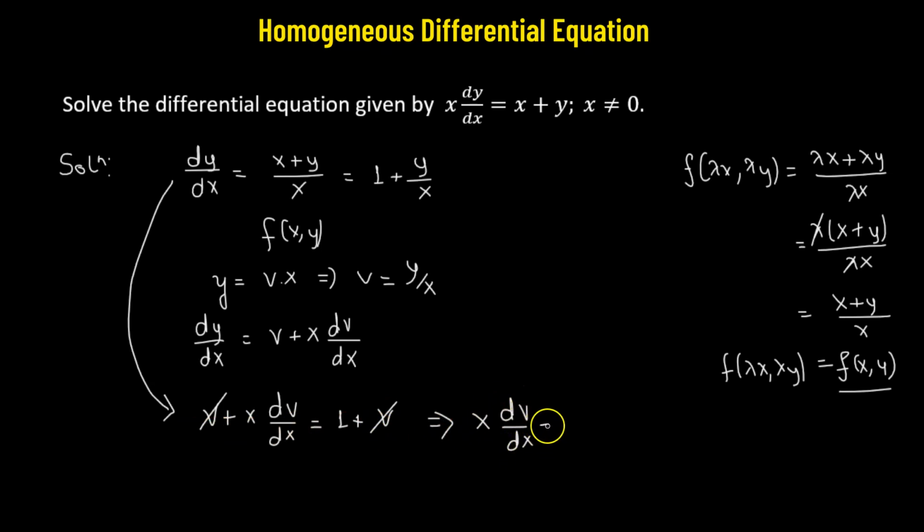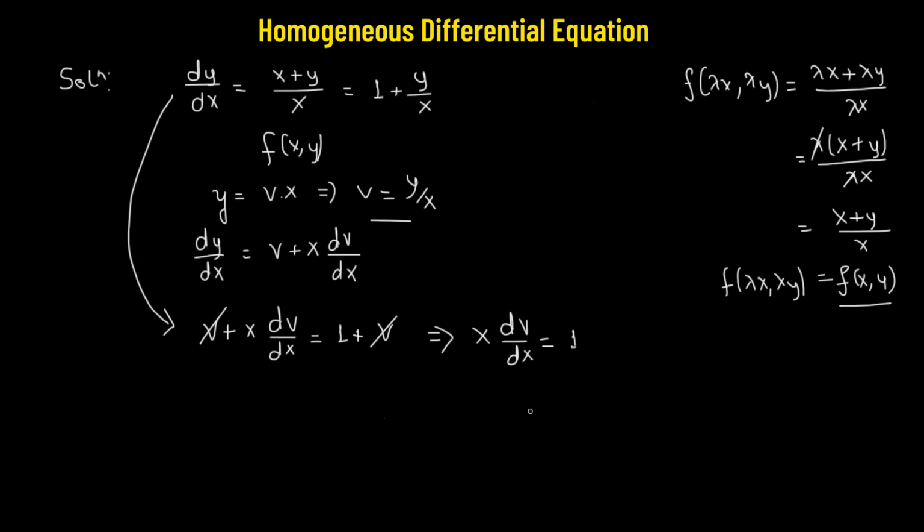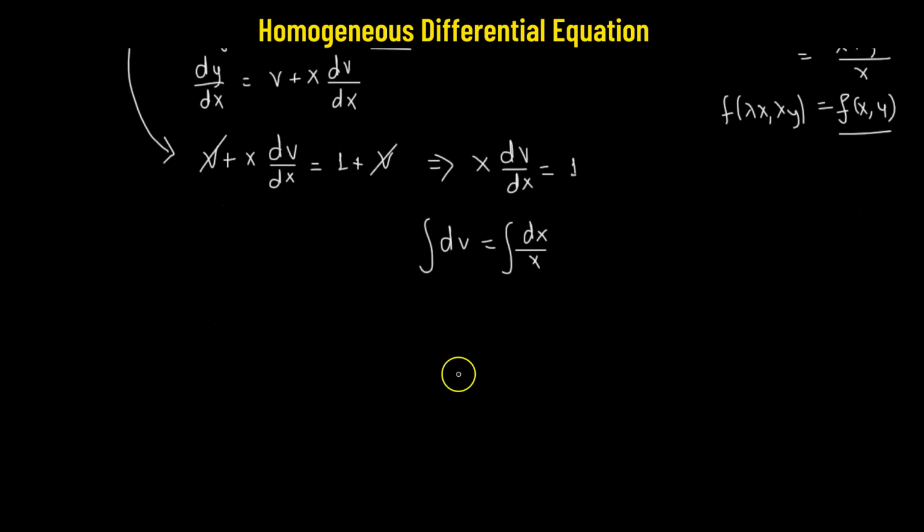dx equals 1. The whole reason for doing this substitution was so that we can convert our differential equation into a new differential equation which is in variable separable form, meaning we can rewrite it as dv equals dx over x. So this is in the variable separable form. Now we can integrate both sides. The integration of dv is simply v, and the integration of dx over x, or the integration of the function 1 over x, is the natural logarithm of x, plus the constant of integration c.